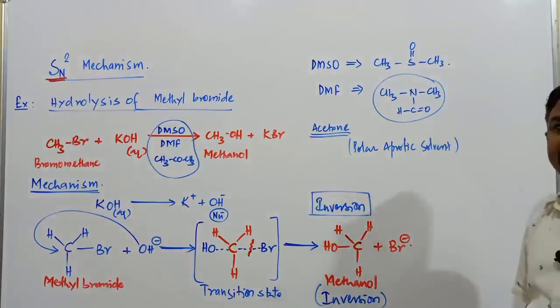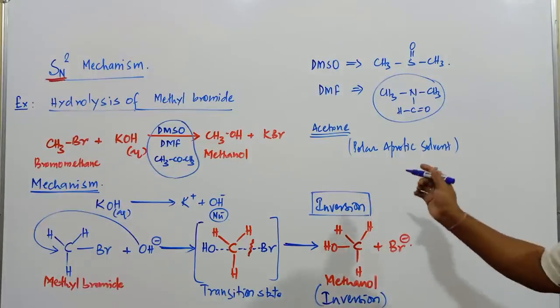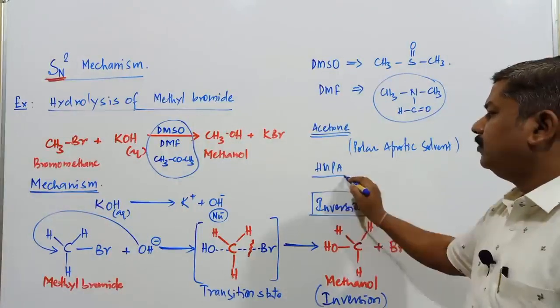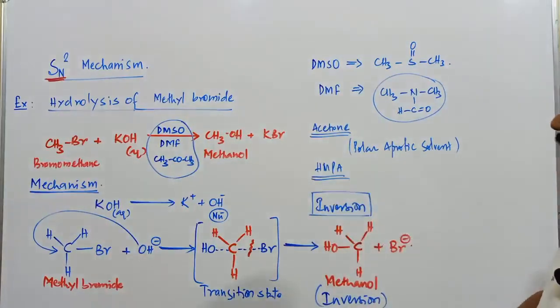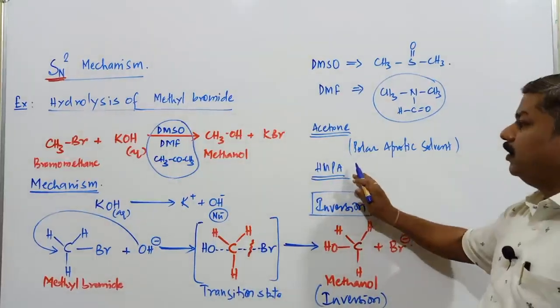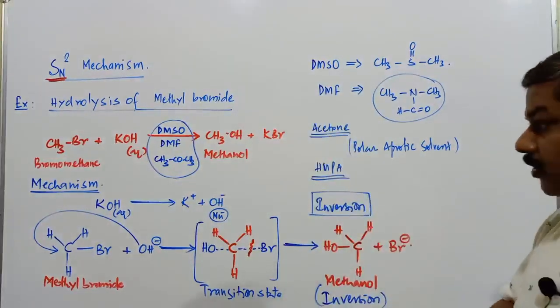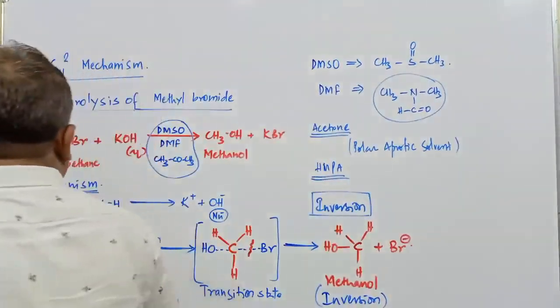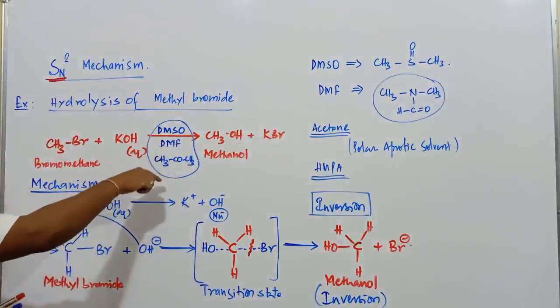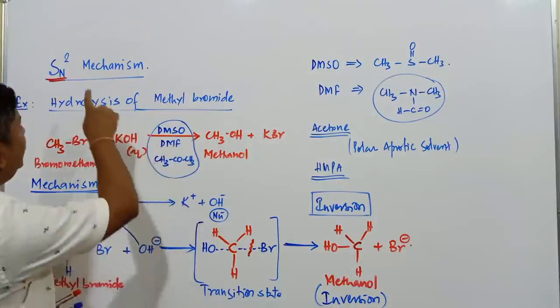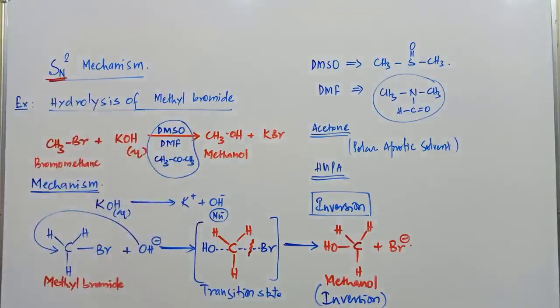SN2 mechanism proceeds in presence of polar aprotic solvent. Even another solvent, HMPA, hexamethyl phosphoramide, is also commonly used in case of SN2 reaction. So in any reaction, if the solvent is mentioned like this, and if it is generally a primary alkyl halide, then the reaction takes place with what? SN2 mechanism. This is sufficient for board examination.